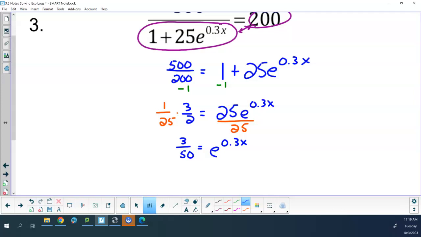Natural log. Natural log of what? Wouldn't it be 3 over 50? Okay. That one, equals 0.3x. I'm going to need a calculator on this one now.